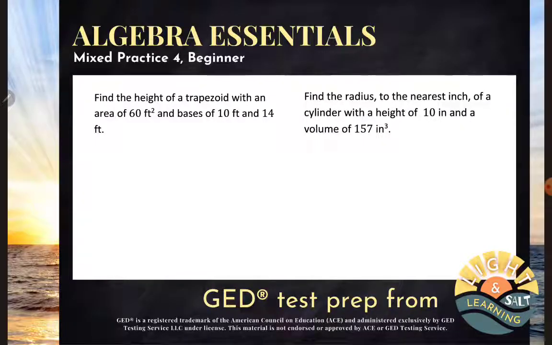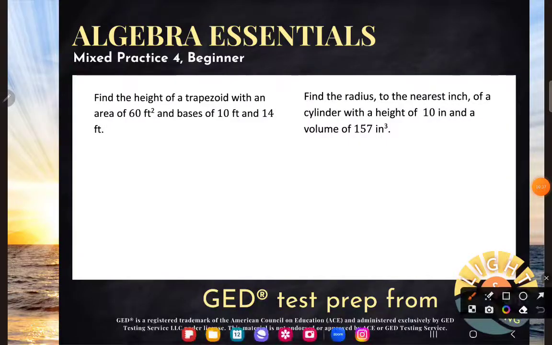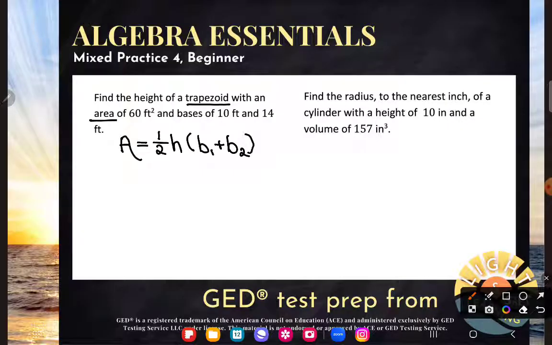Find the height of a trapezoid with an area of 60 square feet and bases of 10 feet and 14 feet. So hitting up your formula sheet, no, you're not going to find the height of a trapezoid formula, but you will find the area of a trapezoid formula, which has height in it. So that will help us out. The area of a trapezoid formula says A is equal to 1/2 times the height times the quantity of the sum of the two bases, base 1 plus base 2.